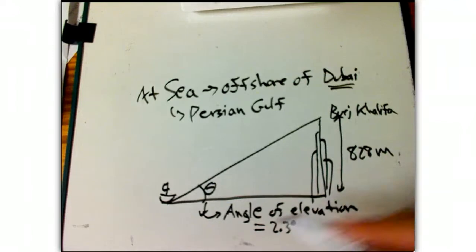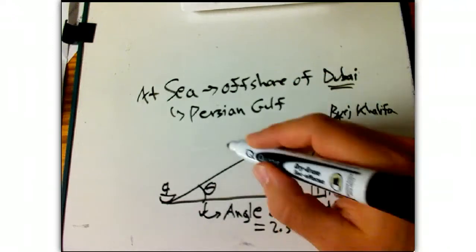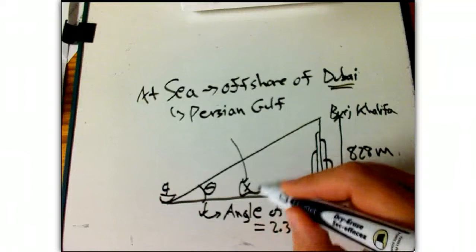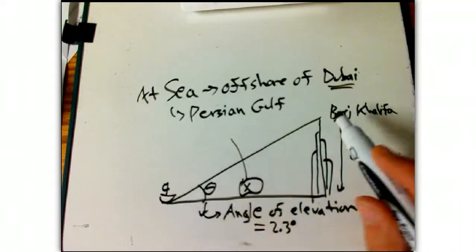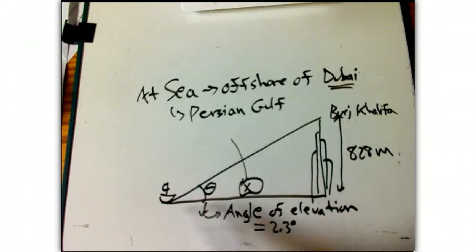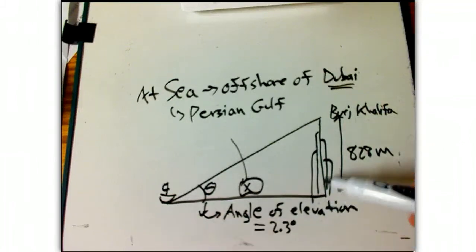We'd like to know how far we are from the base of the thing. What is x? What is the horizontal distance? We could also try to get the diagonal distance, but it's more reasonable to get the horizontal distance. How far do we have to sail until we're right at the bottom? You can sail pretty close to it because it's right on the shore. So what is x?